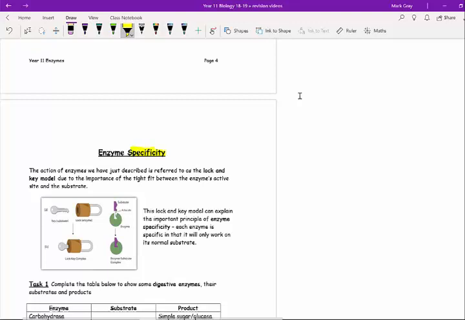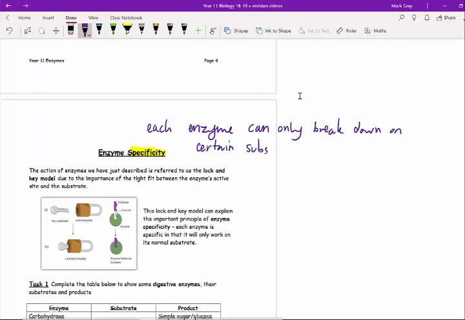Now, this basically means that each enzyme can only break down or work on certain substrates.